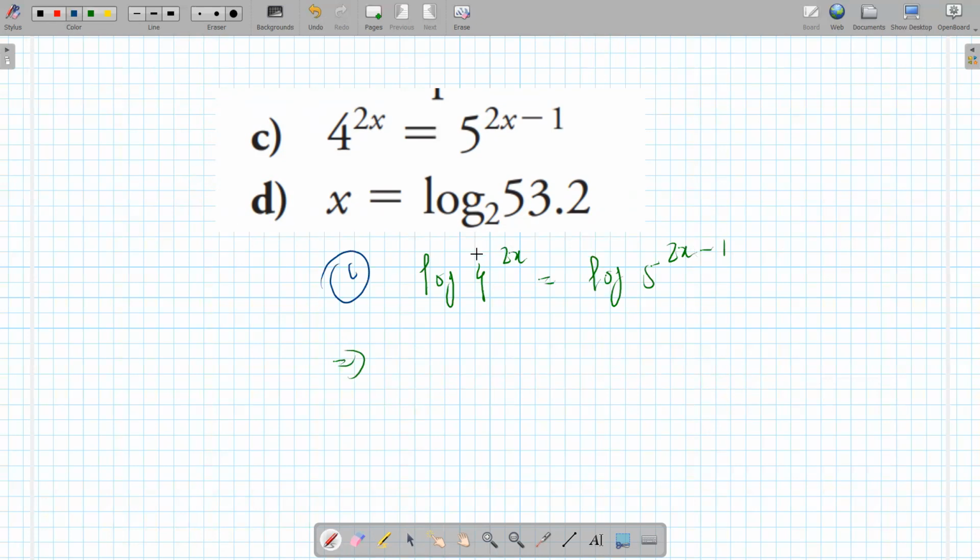The whole point of using logs is to bring the exponent down to the same level. So you have 2x times log 4 equals 2x minus 1 times log 5. How do you solve this for x? This is a linear equation. It's just multiplying by log terms, but it's a linear equation.